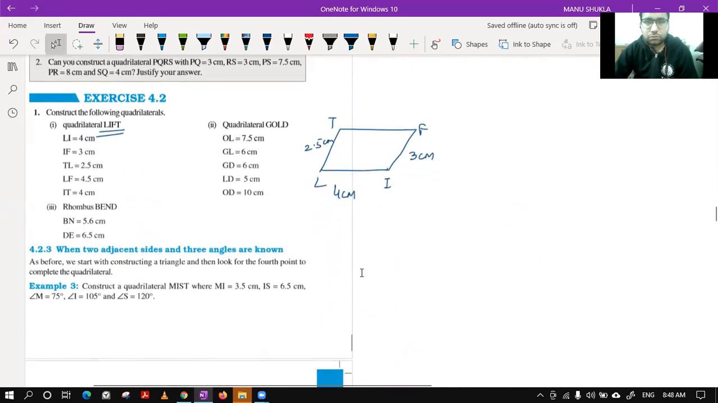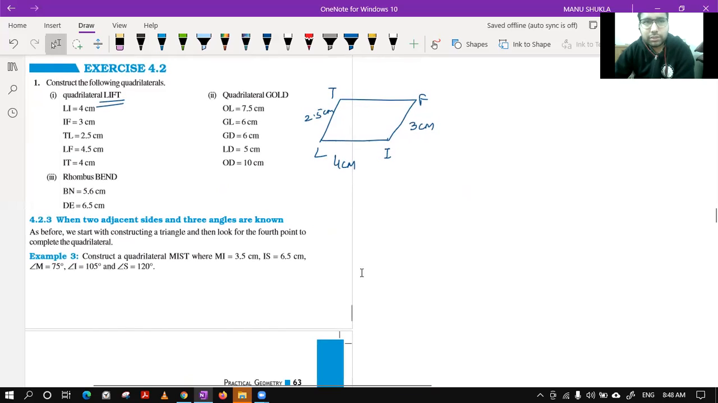Now, we were discussing this. The second case in 4.2, in which three sides will be given to you. You can see LI is given to you, FI is given to you, and TL is given to you, and two diagonals they will give you. The first diagonal they have given you is LF. So let's join LF. LF is 4.5 centimeter. Okay, and then next is IT, 4 centimeter.